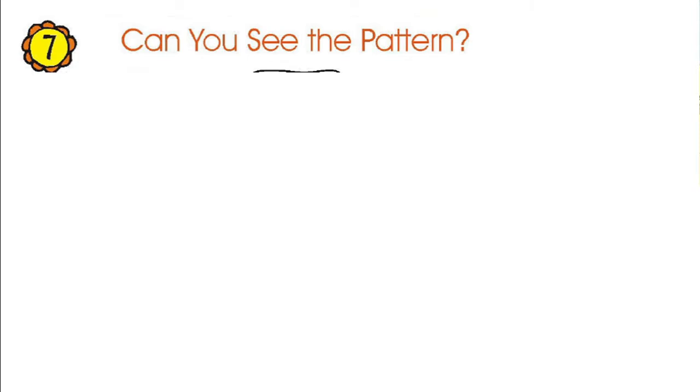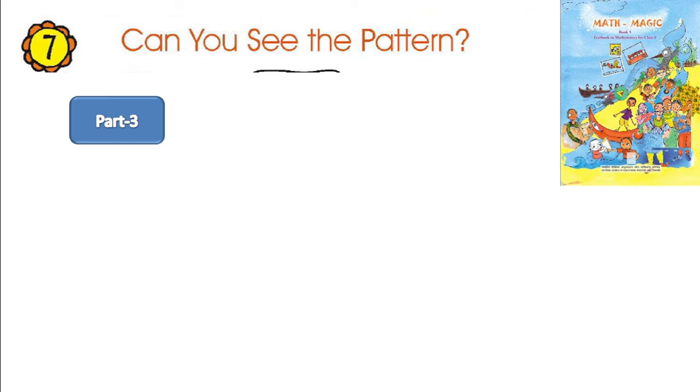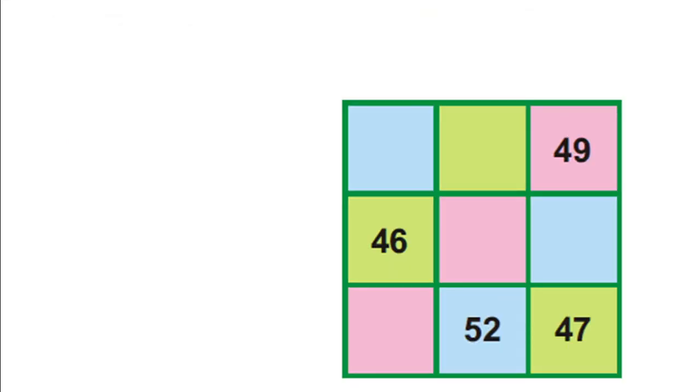Can you see the pattern? Part 3, NCERT class 5. Start with magic square. You can see this is a 3 cross 3 grid. 3 cross 3 means 9. So we have 9 boxes in this magic box, and we have to put some number here with some rule. So let us see what is that.